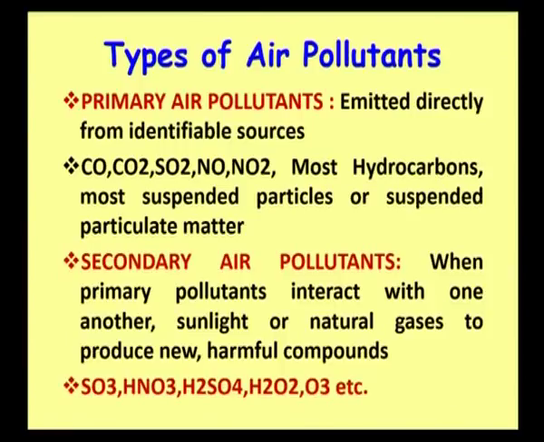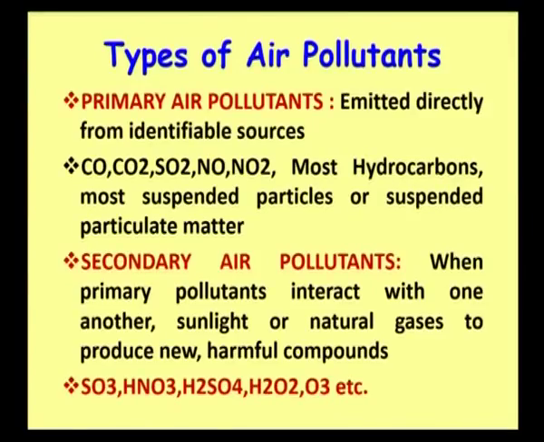And the types of air pollutants. We can divide the air pollutants into primary and secondary air pollutants. The primary air pollutants are directly emitted by the sources itself, and the secondary pollutants are produced when these pollutants react with air or any other natural or artificial materials in the surrounding. For example, carbon monoxide, carbon dioxide, sulfur dioxide, nitrous and nitric oxide, most of the hydrocarbons, are directly produced by the sources.